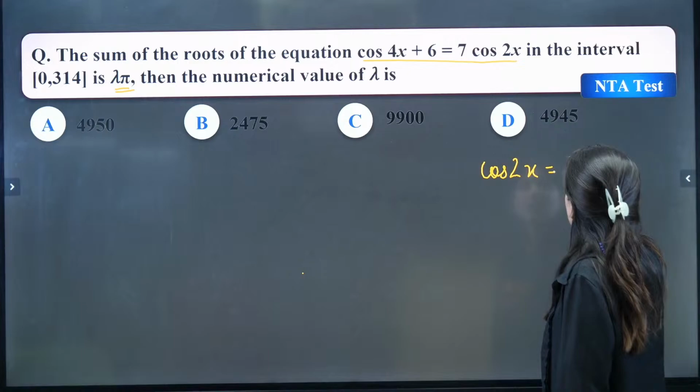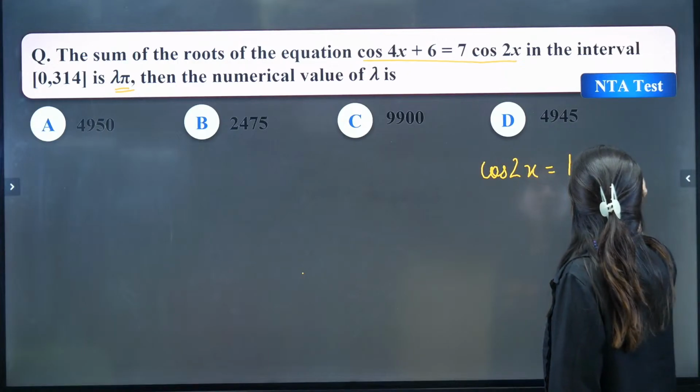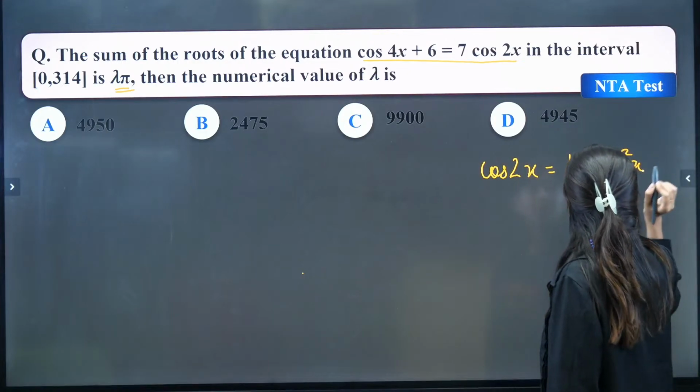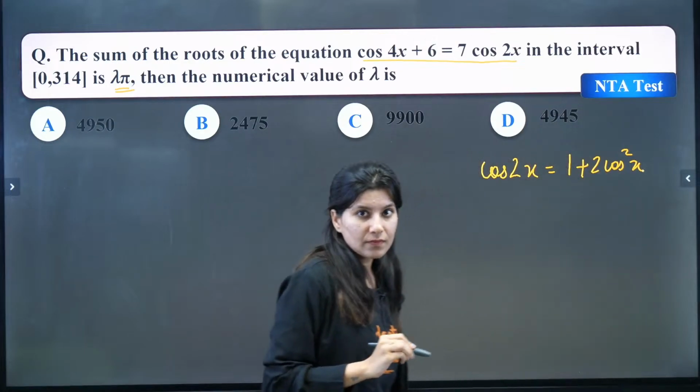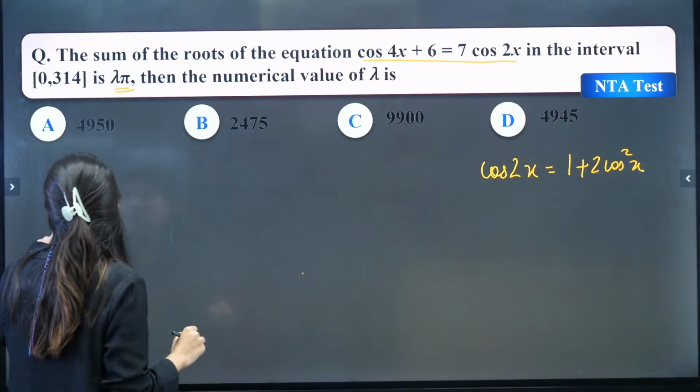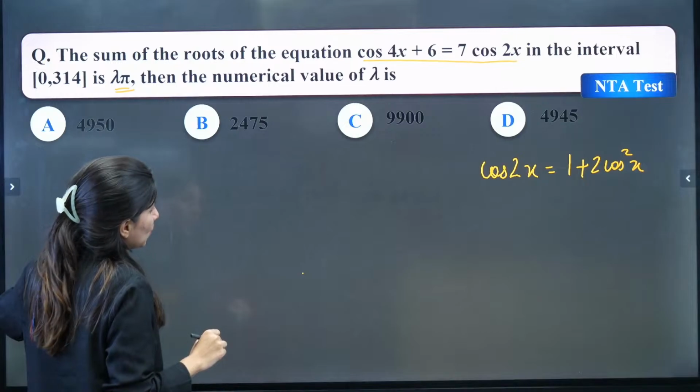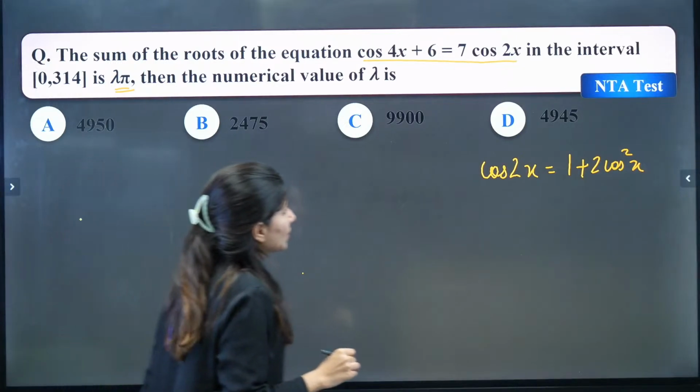Cos 2x is 1 plus 2 cos square x, right? Yes, 1 plus cos 2 theta is 1. Is it? No. Okay, sorry.